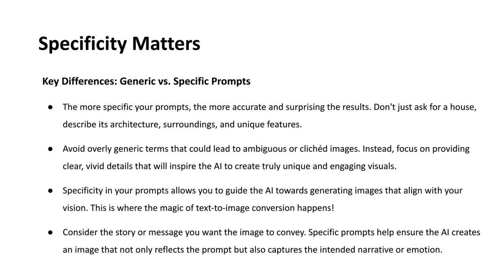Don't just describe what you see, describe what you feel. By using vivid language and specific details, you unlock the true magic of text-to-image, the ability to translate your creative vision into an image that not only reflects the prompt but also captures the intended story or emotion. So, ditch the generic terms and embrace the power of adjectives and modifiers. They are the key to unlocking a world of stunning and surprising AI-generated art.